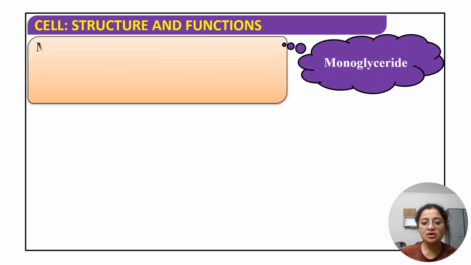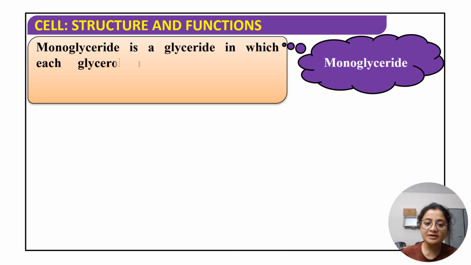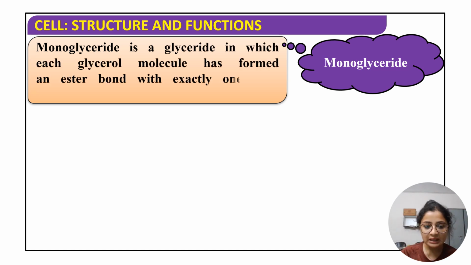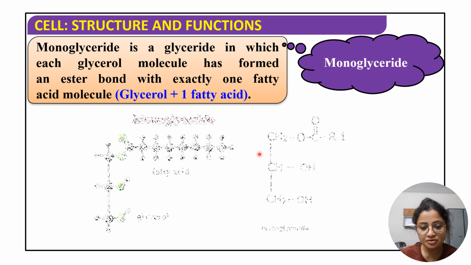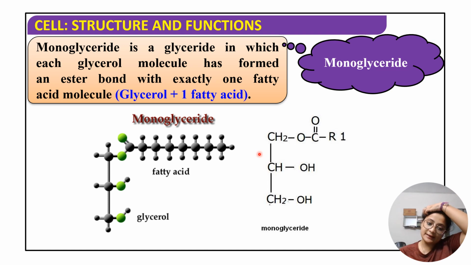Now coming to something called monoglyceride. What is monoglyceride? Mono means one, isn't it? तो जिसमें only one fatty acid molecule रहेगा with glycerol, उसको हम बोलेंगे monoglyceride. So that is exactly the definition that they have given over here. Monoglyceride is a glyceride in which each glycerol molecule has formed an ester bond with exactly one fatty acid molecule. So this is exactly how the structure will look like. Okay, so see, only one fatty acid is attached with the glycerol molecule.